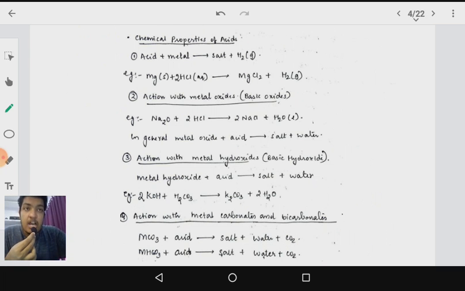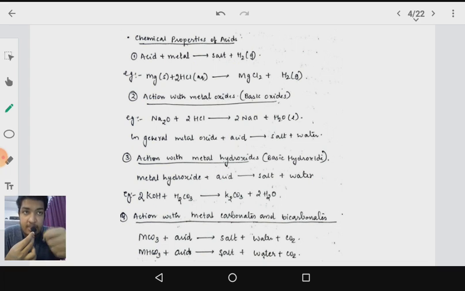Now let us look at some properties of acids. Talking about the physical properties, it has a sour taste, it's a good conductor of electricity and so on. Now let us look at the chemical properties of acids, and this is important from the examination point of view. First one: what happens when you put some acid on a metal? Let us take an example. We are putting a little bit of hydrochloric acid into a test tube containing some magnesium.